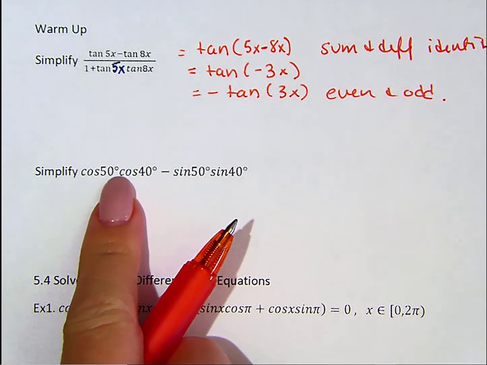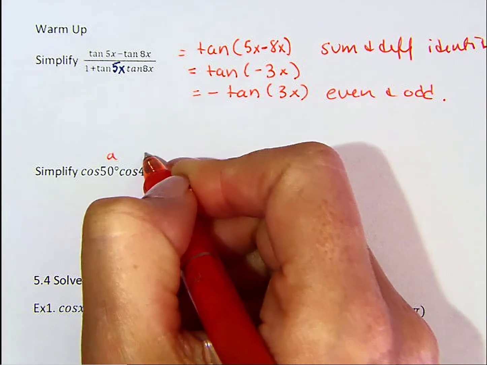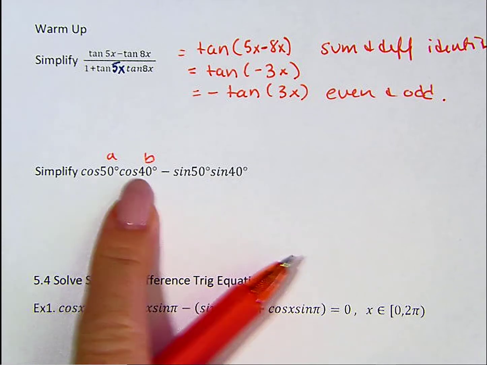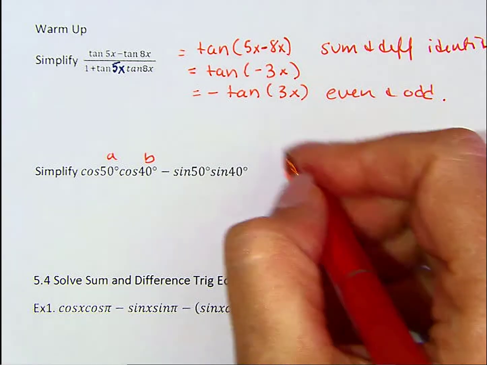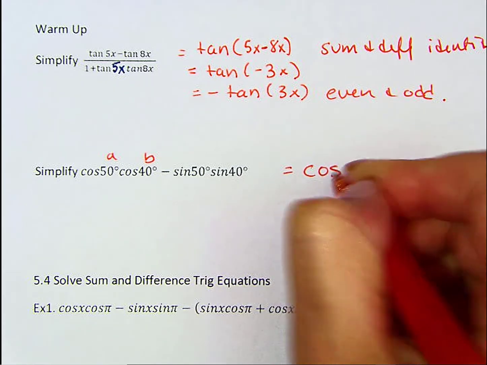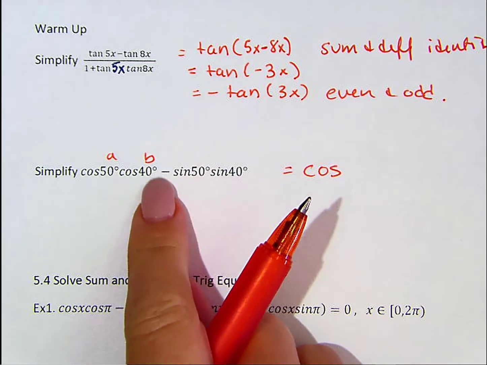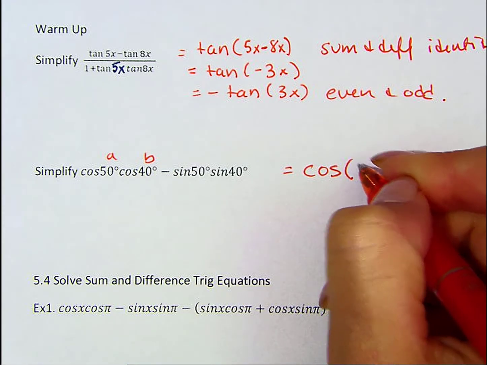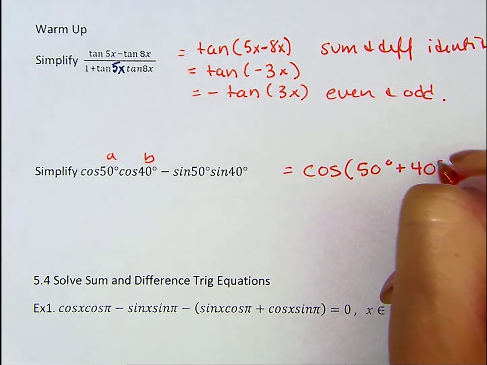If we go to the next one, we look at what is our A and B value. We look at the pattern of cosine, cosine, sine, sine, and then we look at the sign in between. So if we match to our identities, it's going to be cosine. Because this is a negative, we're going to have a positive in the equation.